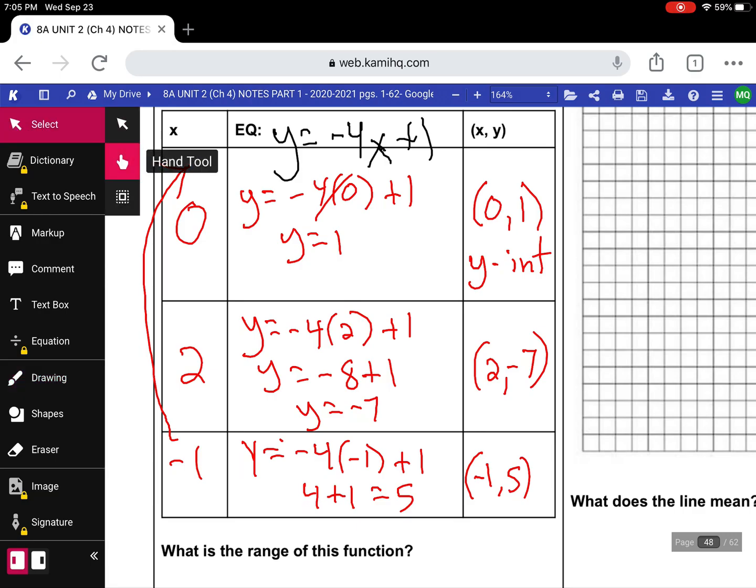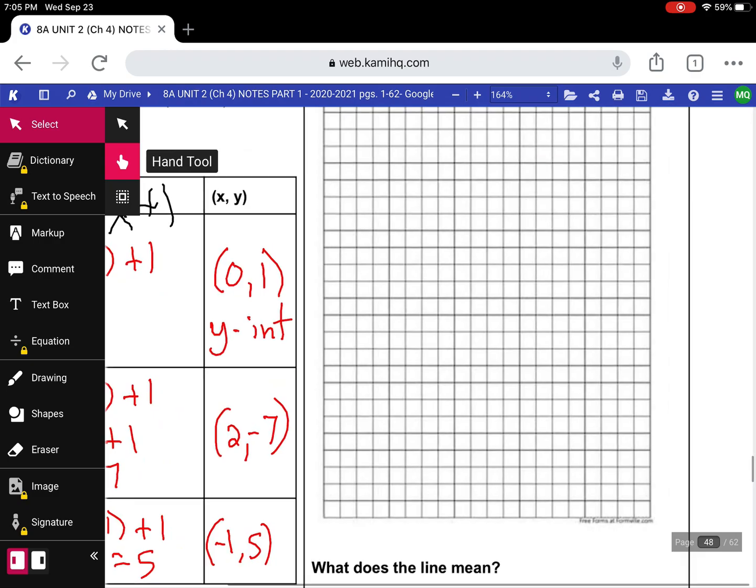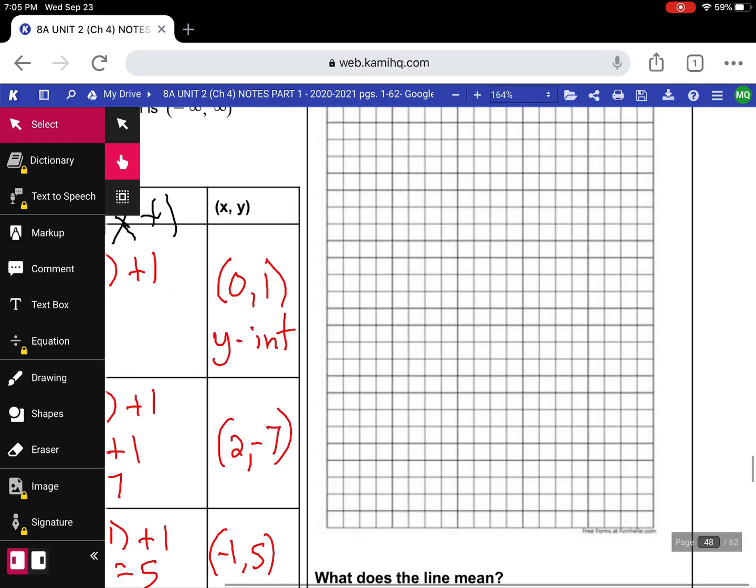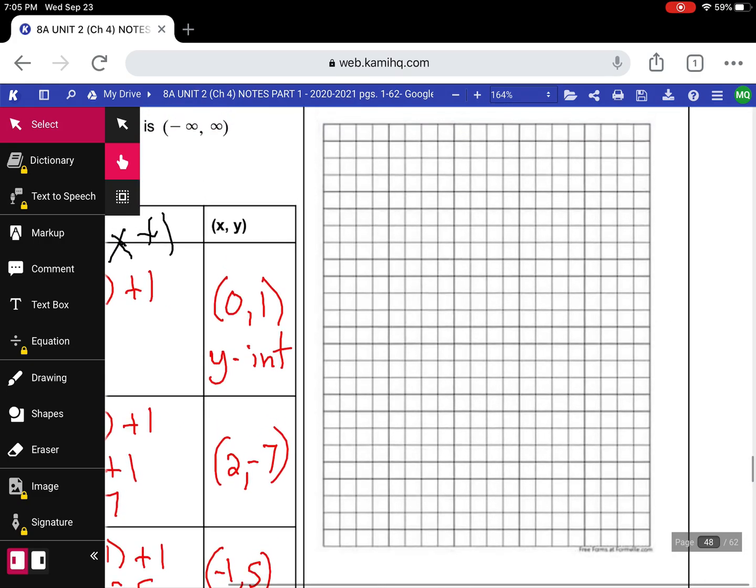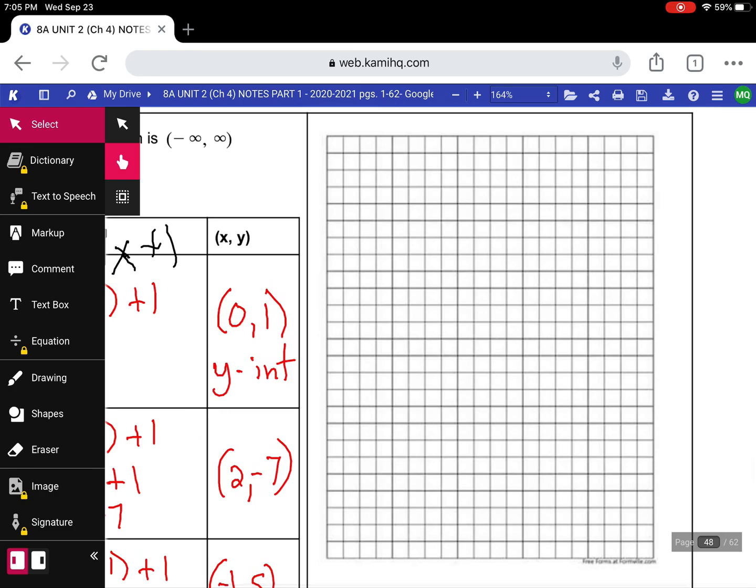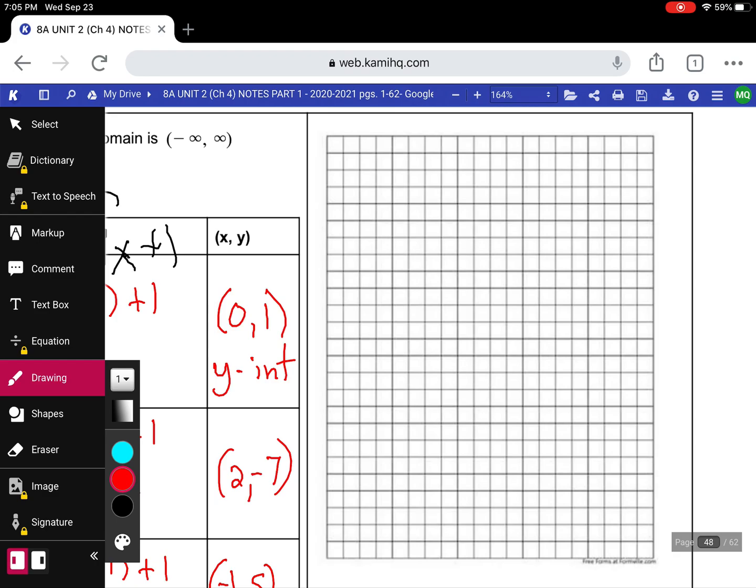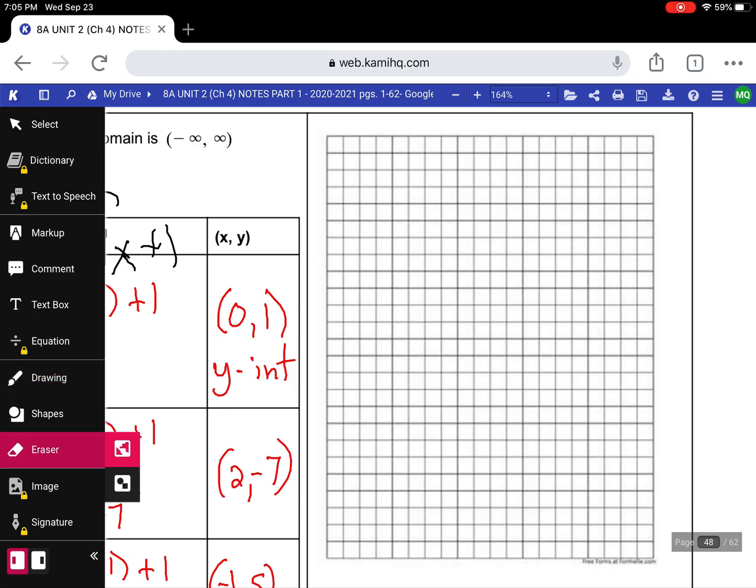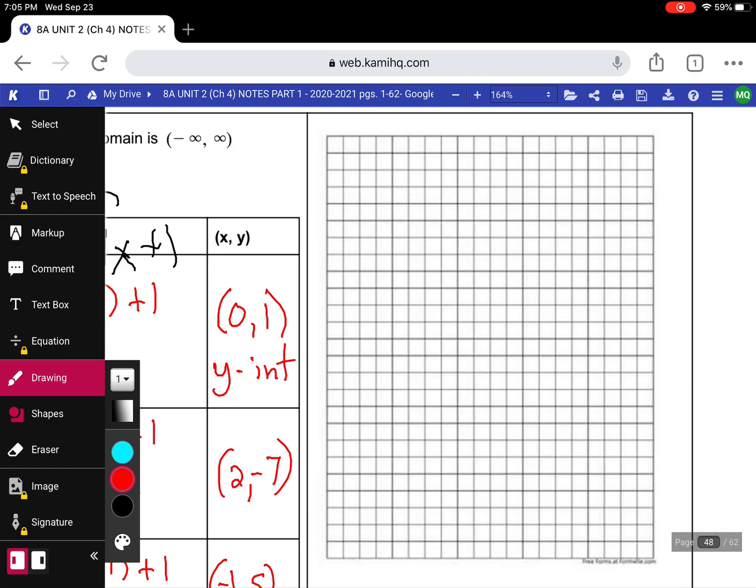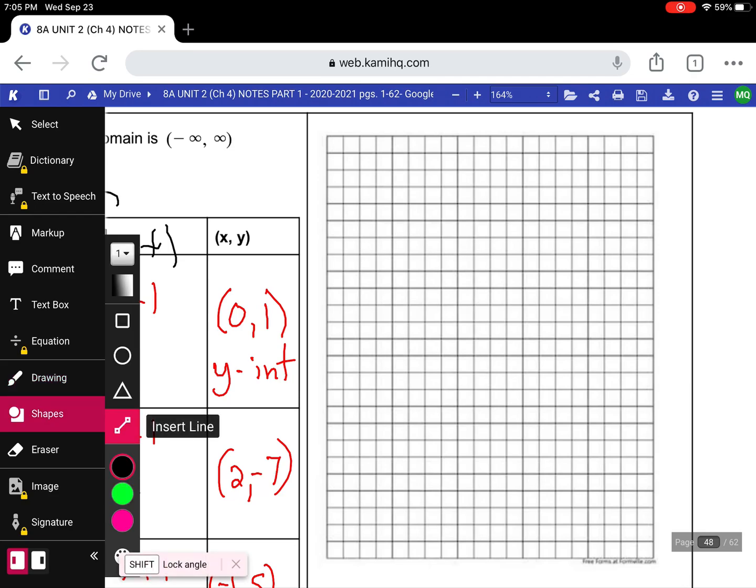Let's see, I haven't graphed on this iPad yet, so we'll see how that goes. You always need to draw in, and I hope you guys, like I said on your homework, looked at your graphing rules, the x and y axes. Let's make this easier. Let's do a shape. We're going to insert our line here.